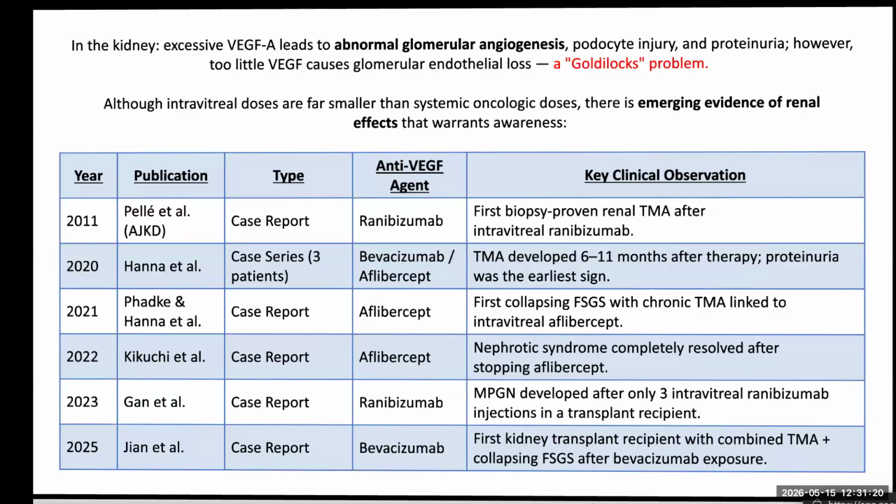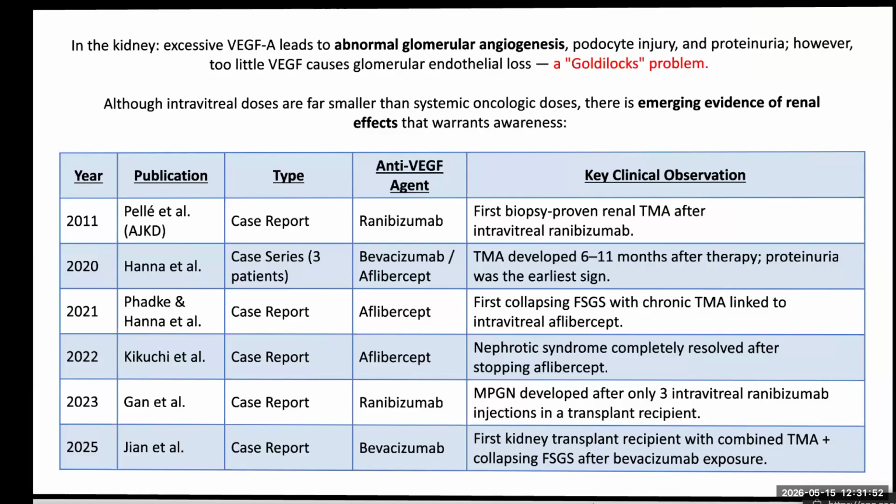So there have been case reports telling us that anti-VEGF has been linked to some sort of kidney dysfunction. The first case report came out in 2011, where ranibizumab was proven to cause renal TMA after intravitreal injection, the first biopsy-proven case. Then the next one came in 2020. There were 3 patients with bevacizumab and aflibercept. TMA developed 6 to 11 months after the therapy, and proteinuria was the first sign.